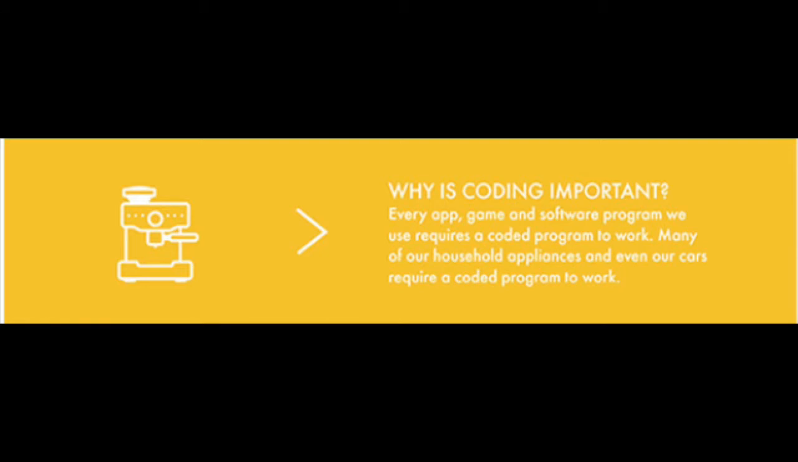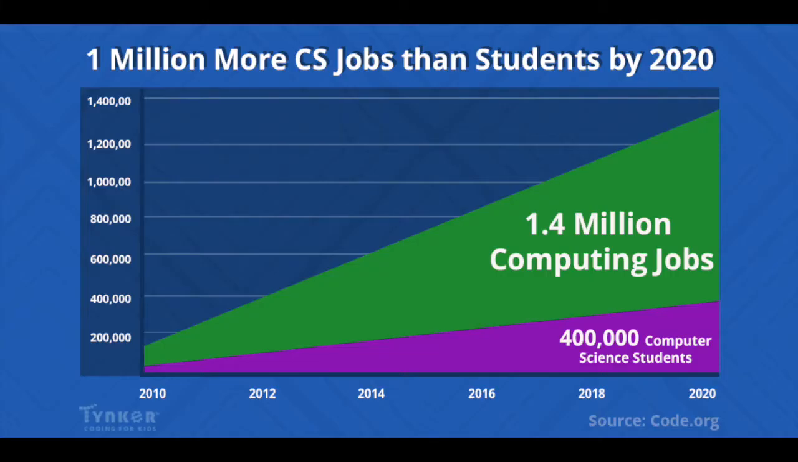Second, let's talk about why coding is important. Every app, game, and software program we use requires a coded program to work. Many of our household appliances and even our cars require a coded program to work. Understanding coding and programs are essential skills in life moving forward. Coding can be considered the fourth industrial revolution, and it is starting to boom. There are millions of jobs that are becoming available. Knowing how to code and create programs is going to be an important skill in your future.